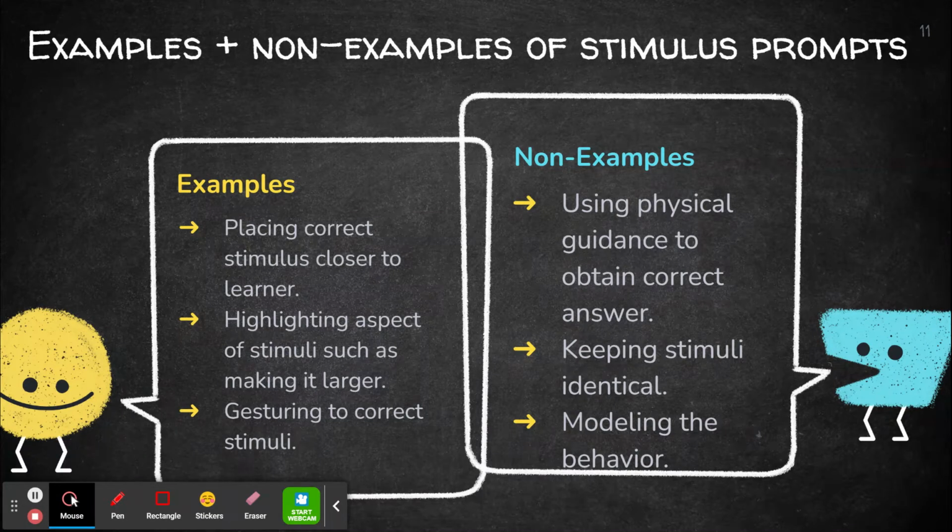What it is, though, is placing the correct stimulus closer to the learner. So maybe a position cue, right? Putting the correct answer closer to them when we're doing our trials. Maybe it's highlighting an aspect of the stimulus, such as making it larger. And maybe it's gesturing to the correct stimuli. Maybe it's those movement cues.